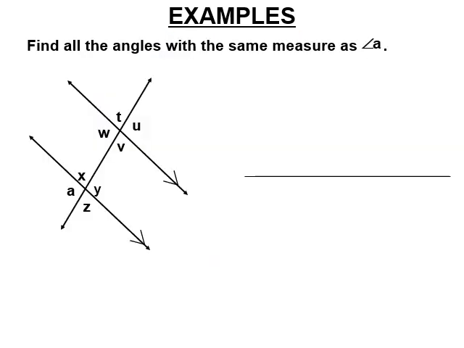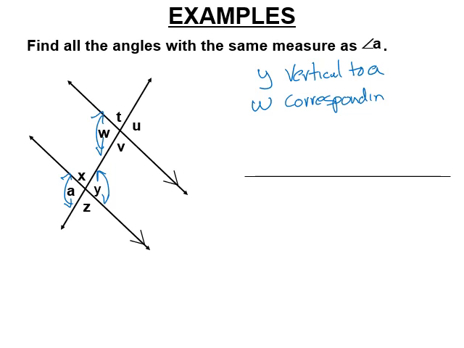Find all the angles with the same measure as A. All right. So we don't know what the measurement is, but we know Y. So we're going to give the reason as well. Y is the same because... So write the reason there because it's vertical to A. Find another one and give a reason. Well, W is the same as A because it's corresponding is the word. It's in the matching location to A.